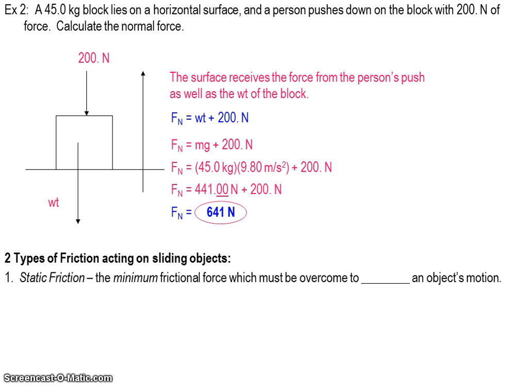Two types of friction that we're going to look at. One is called static friction, which is the minimum amount of force required to overcome or to initiate an object's motion. So the object is sitting there.